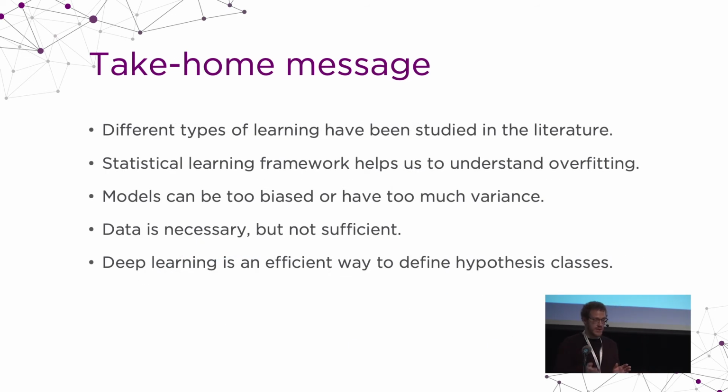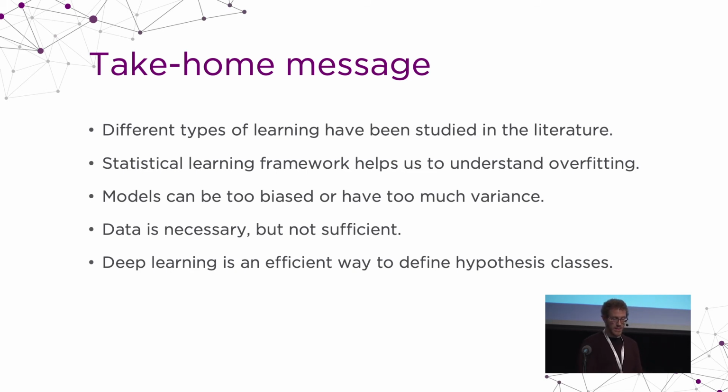So the take-home message of this presentation is that machine learning is very broad. There are a lot of different techniques, different models, different algorithms in machine learning. The statistical learning framework helps us understand more what overfitting is in terms of a probability distribution defined over the examples. A model can be too biased, too simple, not enough complexity, or can have too much variance, where there is a lot of complexity, but because I don't have enough data, the decision boundaries are arbitrary. And we saw that data is necessary but not sufficient.